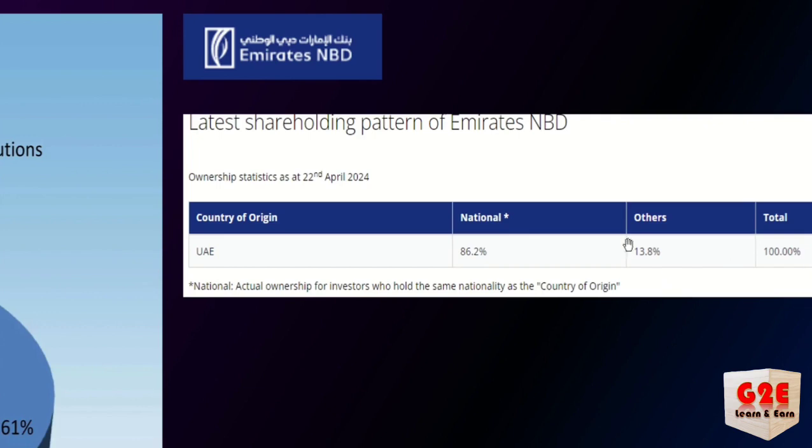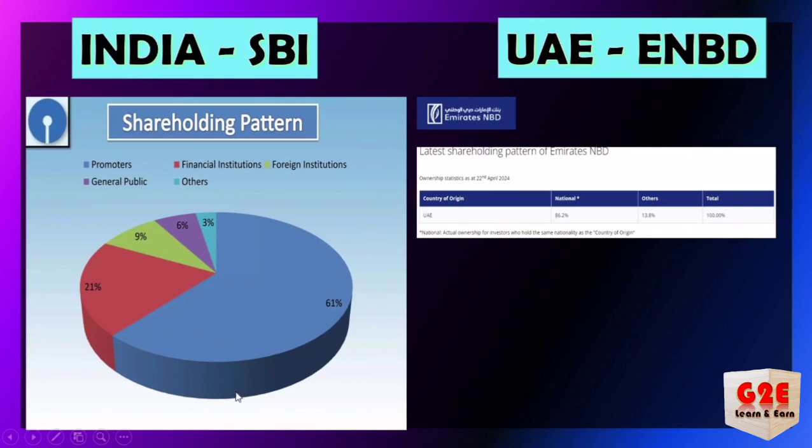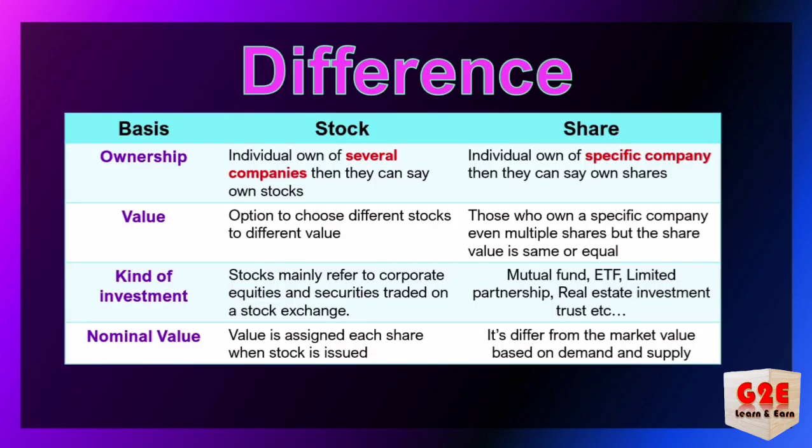So now you can understand this portion, this division, is called a stock. With this division, how much of shares you are getting, how many units you are getting, that is called a share. I think now you can understand the difference between shares and stocks. Right now we can look at the major difference. What's the major difference between stock and share?